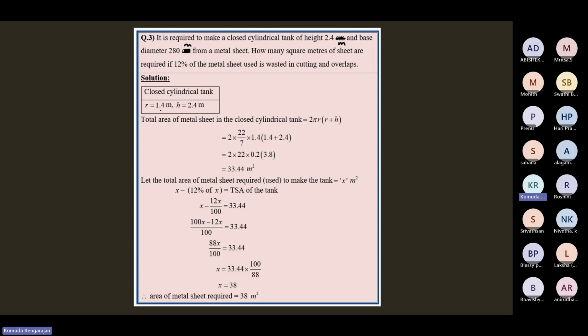Because I've taken meter here, radius 1.4 meters. What have I written? Oh, I've converted, okay. This one should be meter, 2.4 meters. And this one is centimeter only. Please do the correction in your classwork. Height is 2.4 meters, children. Please open your notebook. Correct this unit.